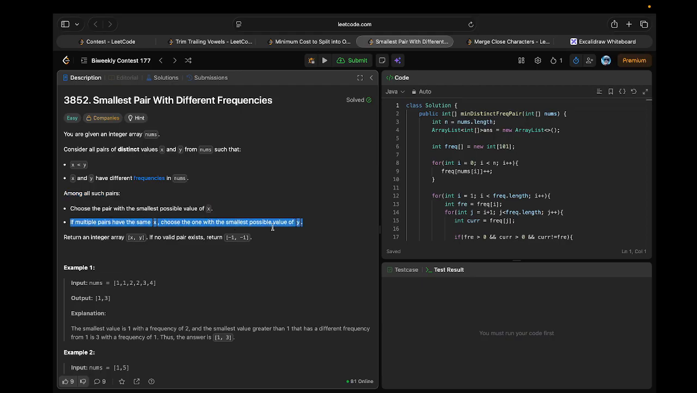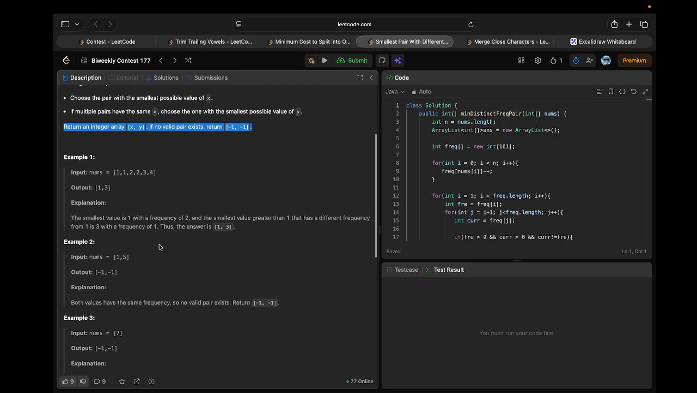If multiple pairs have the same x, choose the one with the smallest value of y. Return an integer array xy. If no such valid pair exists, return -1. So this is what we have to achieve in this particular problem. What they are saying is we have to find two numbers.